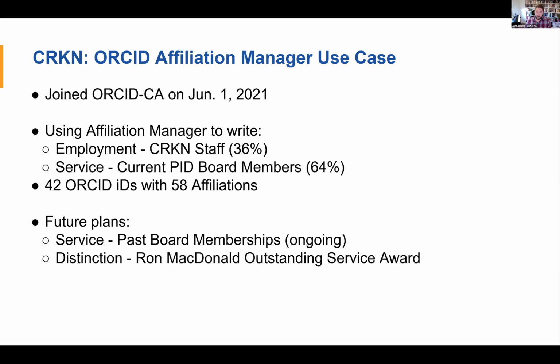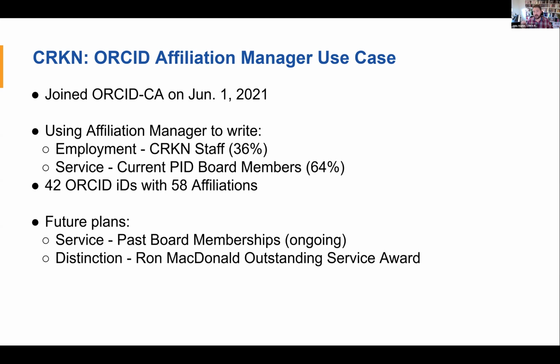So today there are 42 ORCID IDs that have received updates from us with 58 affiliations. So that means that a few people have multiple affiliations. 36% of those are CRKN staff employment and 64% are board service. And I'll just emphasize, although I did this initially for a couple of people who we just saw had done it themselves, we offered to do it for them.